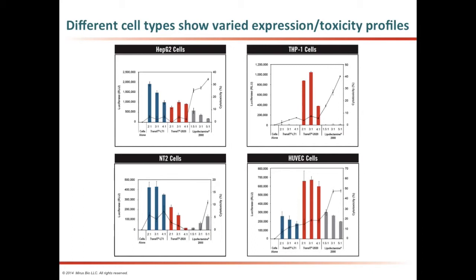Trans-LT1 gives the most expression with low toxicity in HepG2, whereas in THP1 cells, Transit 2020 is the only option. You get no expression with Transit-LT1, and lipofectamine only provides you with toxicity. For NT2 cells, the best formulation would be Transit-LT1, and in HUVEC, you would choose Transit 2020. These results demonstrate just how critical it is to identify which reagent formulation exhibits the most favorable expression and toxicity profiles for your cell type.